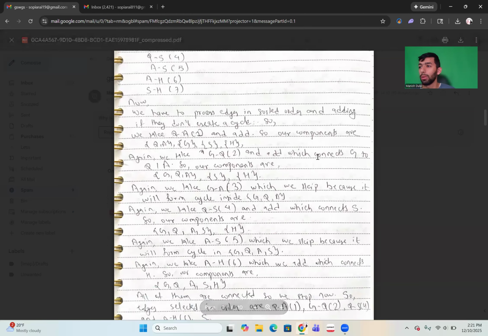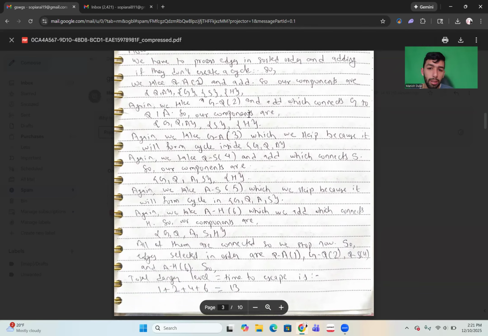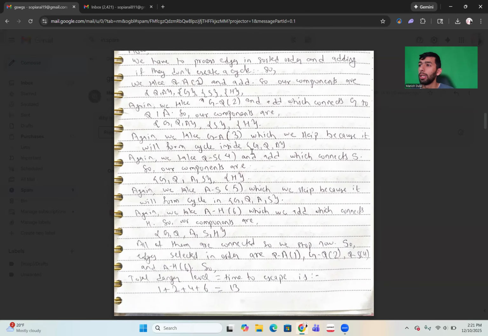And the total danger that we have, which would be the sum of all the edges that we got, is going to be 13, I think, if I'm not wrong. Yeah, 1 plus 2 plus 2 plus 4 plus 6 is 13. And the way we got that is basically this. Everything that we did, we basically sorted based off of Kruskal's algorithm, in ascending order. So that's pretty much it for this one, and we got our total to be 13, right?